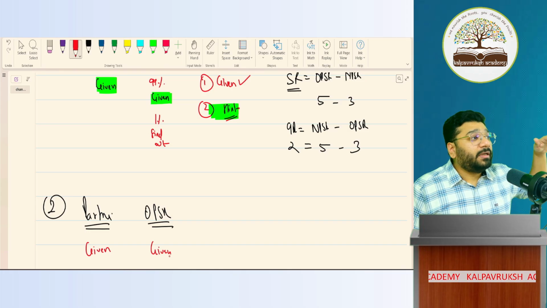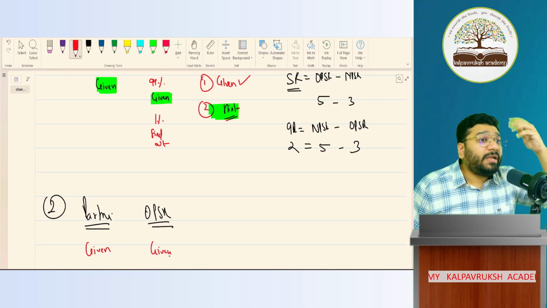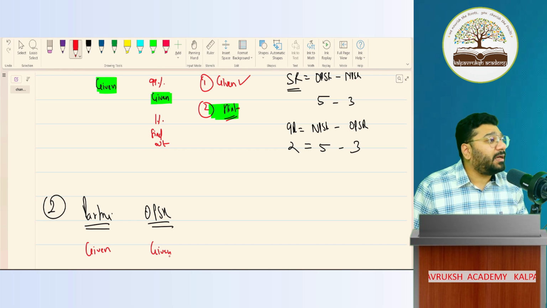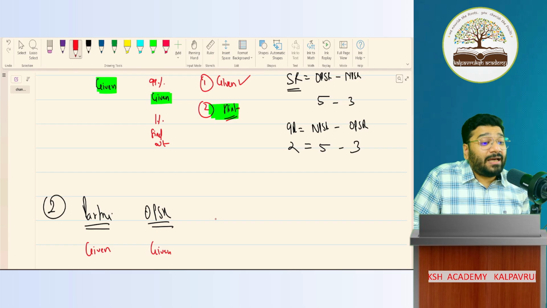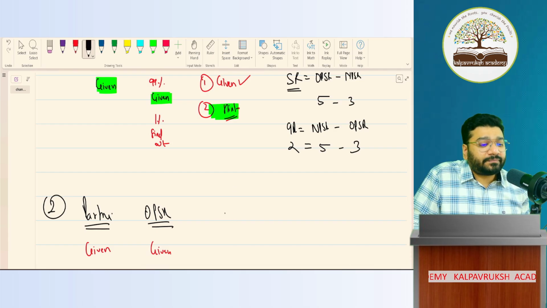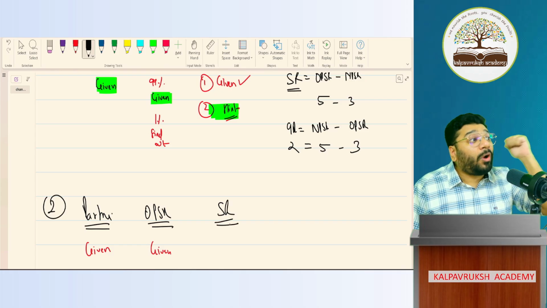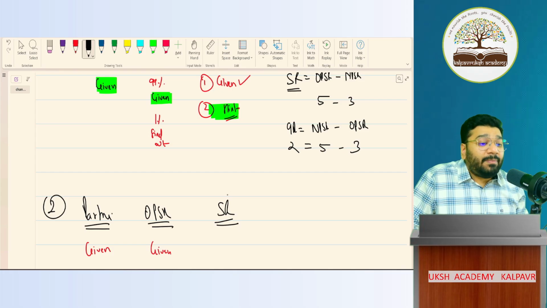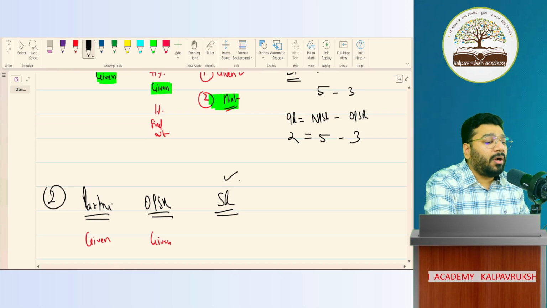But in this type of question, there is no information about NPSR directly. Hint, nothing is given about NPSR. But they've given information about SR or GR. So the third column will be the SR column. What information is given in the question, that becomes my third column. Got it, not got it?